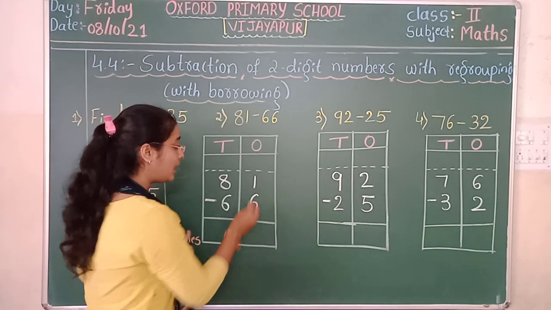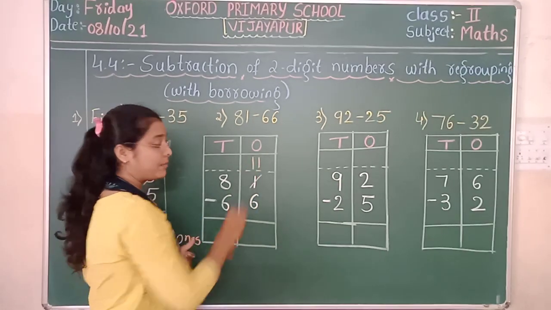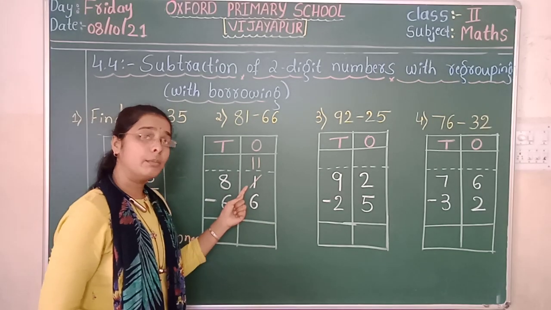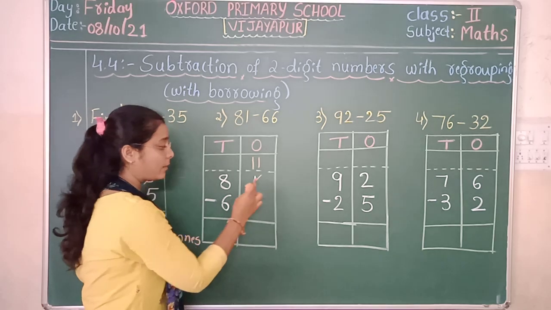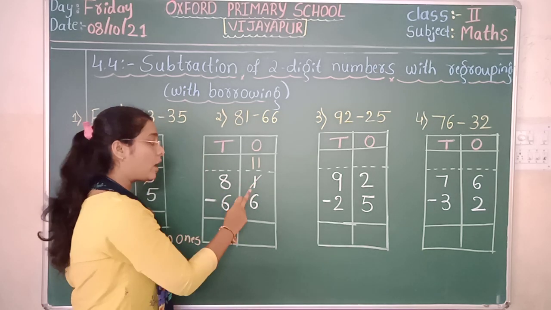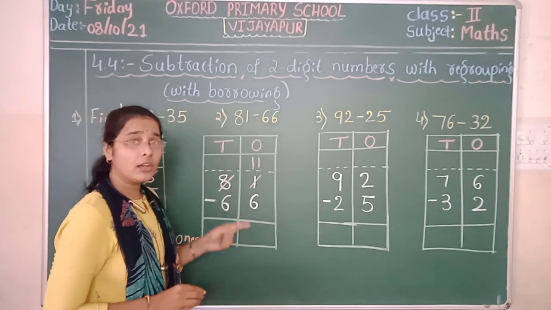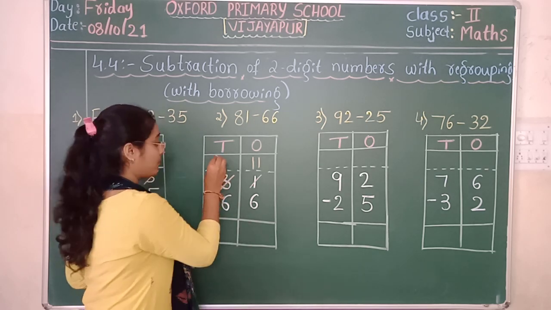By taking carry, what happens here? 1 becomes 11. Always we have to add 10 to the ones place. By taking carry, we have to add 1 to the ones place. 1 is the ones digit. 1 plus 10 is 11. By giving the carry, 8 lost 1 place. So 8 becomes 7.